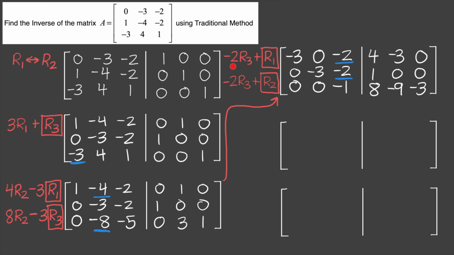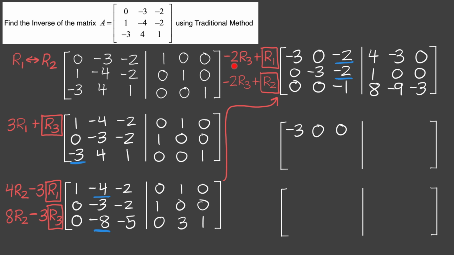So let's start with the top one. -2 times 0, which is row 3, plus -3, still gives us -3. -2 times 0 is 0, plus 0 is 0. And then -2 times -1 is 2, plus -2 is 0. And again, that was the whole point. That's why we're doing this step, to get this guy to be a 0.